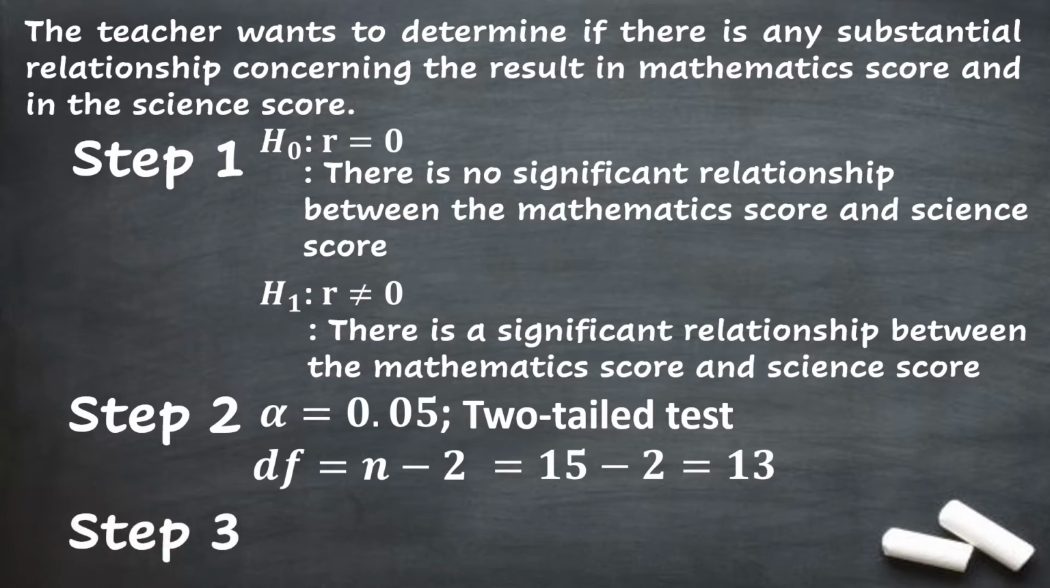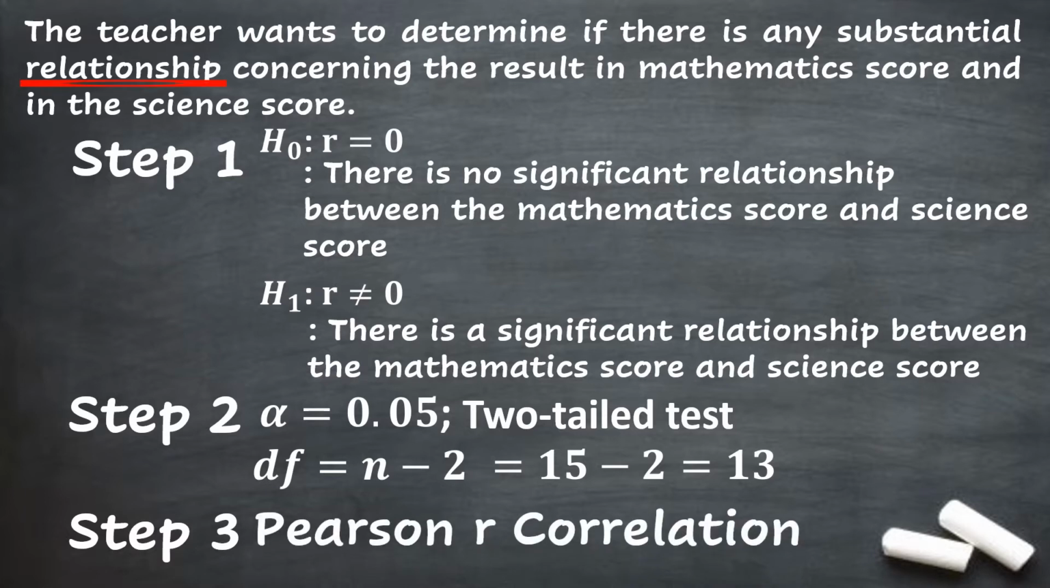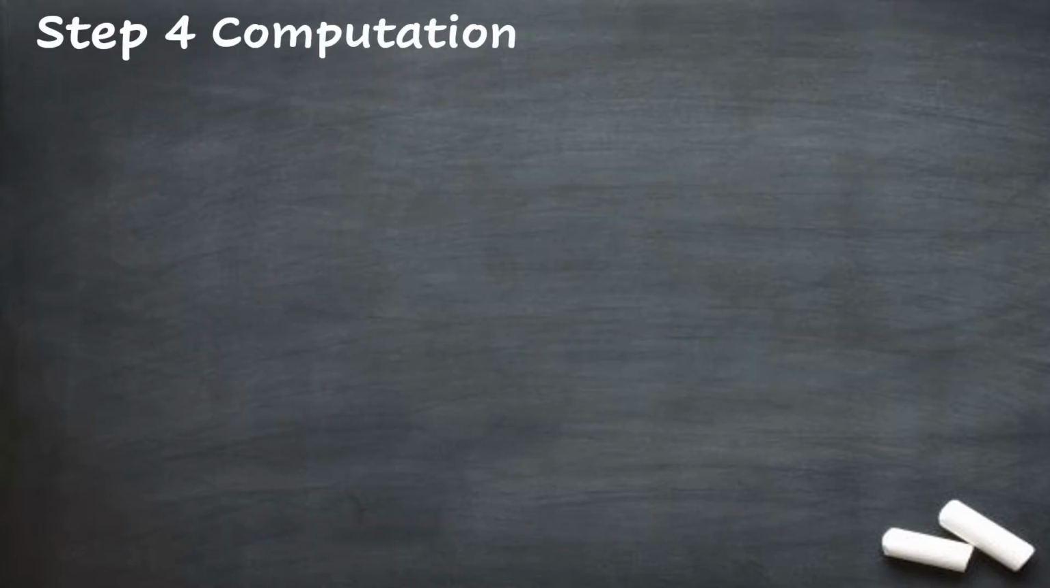Step 3, identify the statistical test that you're going to use for this given word problem. For the statistical test, it is Pearson r correlation because in the given word problem, we are looking for the relationship between the two given variables. If we are looking for the relationship of two variables, then automatically the statistical test that we should use is Pearson r correlation. Step 4 is the computation.